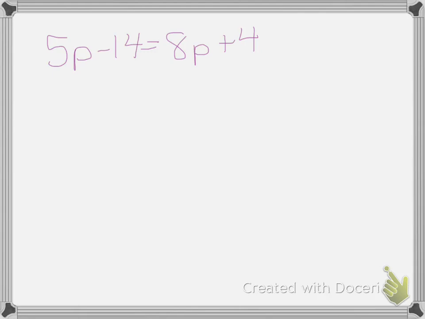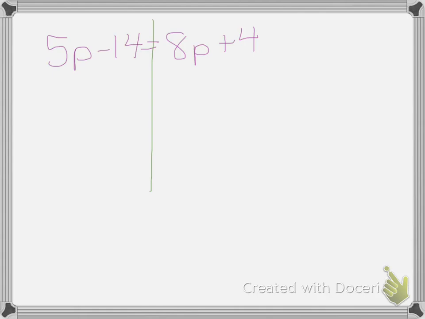Okay, so now our first step, as always, is to draw a line down the equal sign so we can clearly see our two different sides of the equation. So it's up to you if you want to take the constants and move them to one side, or if you want to take the variables and move them to one side.